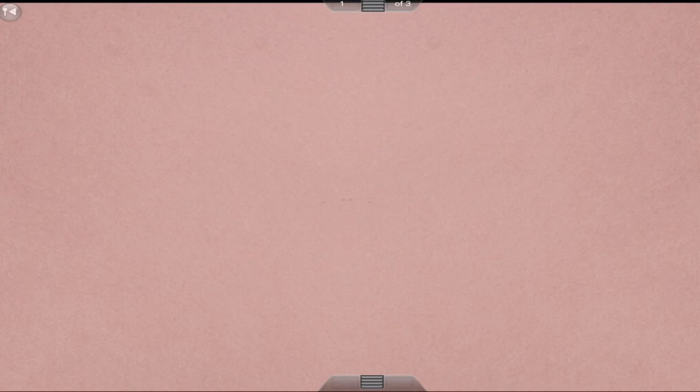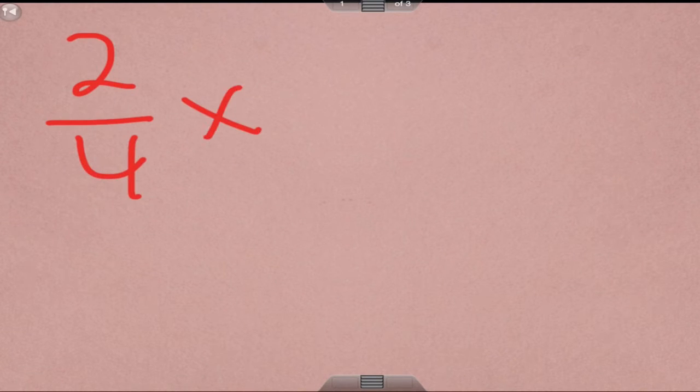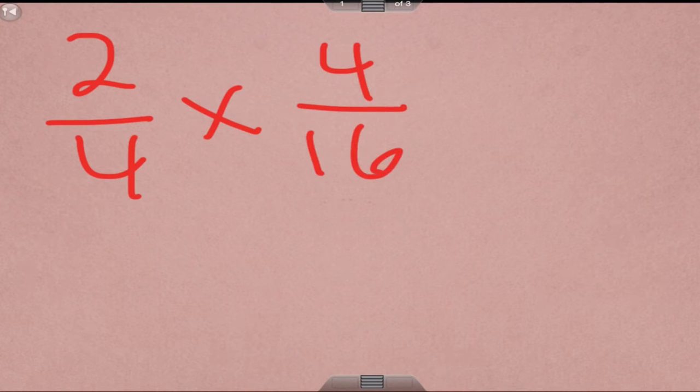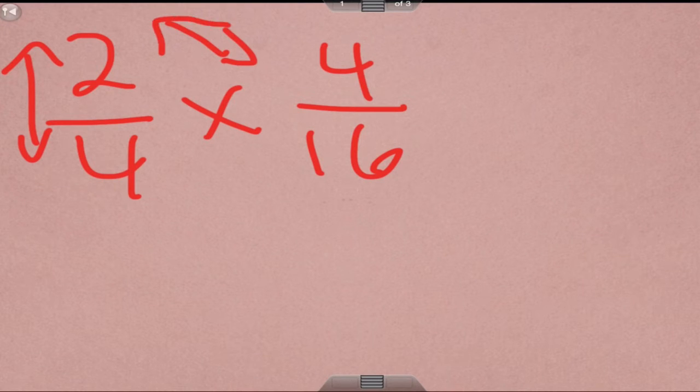Okay, so let's try cross simplifying again. If I have 2/4 times, let's say, 4/16. There's a couple ways to cross simplify this. I could say 2/4, I could reduce that right away to 1/2. Or you could cross reduce going on a diagonal like this. So I'm going to go on the diagonal.